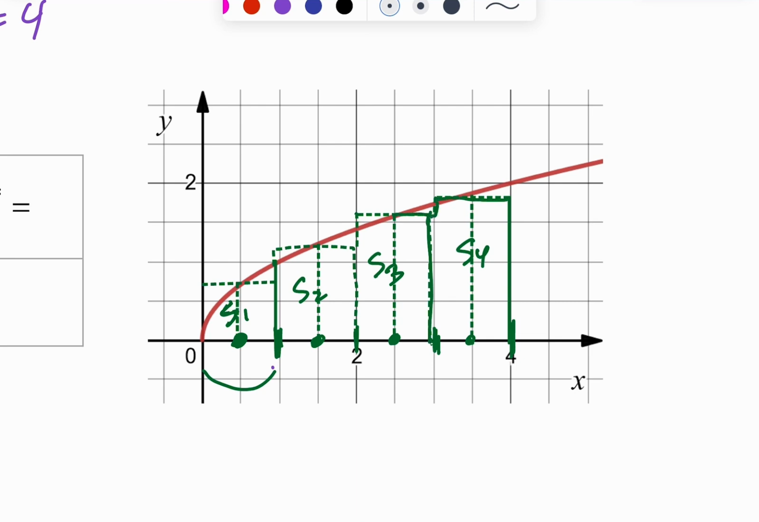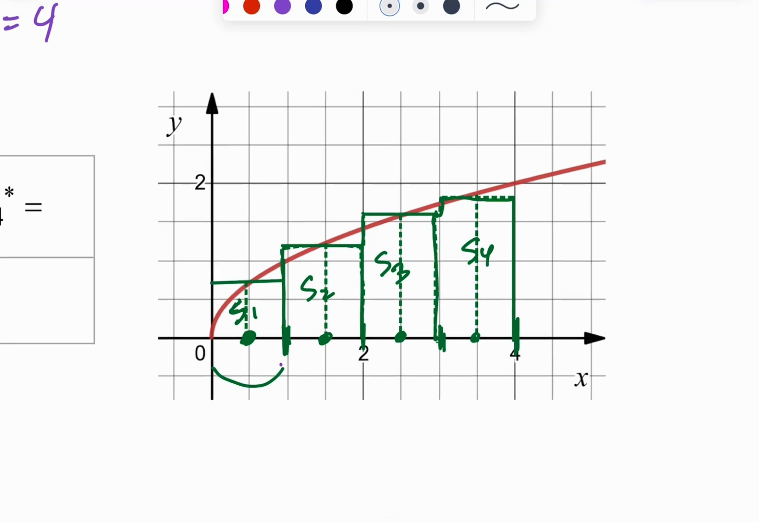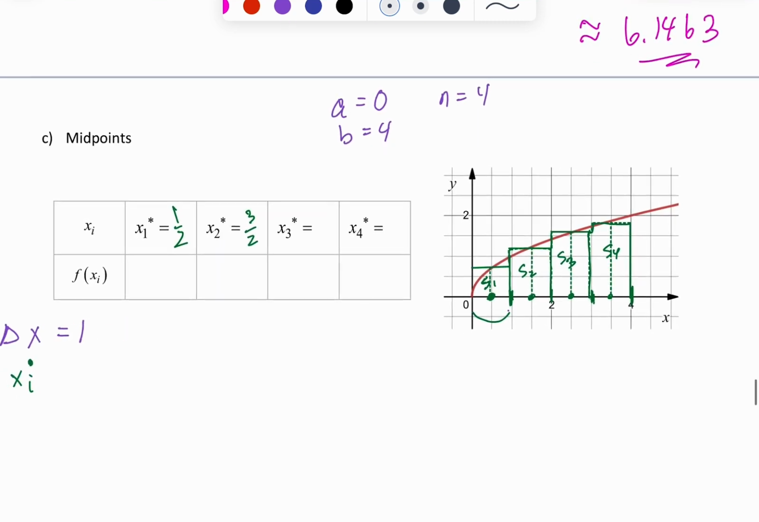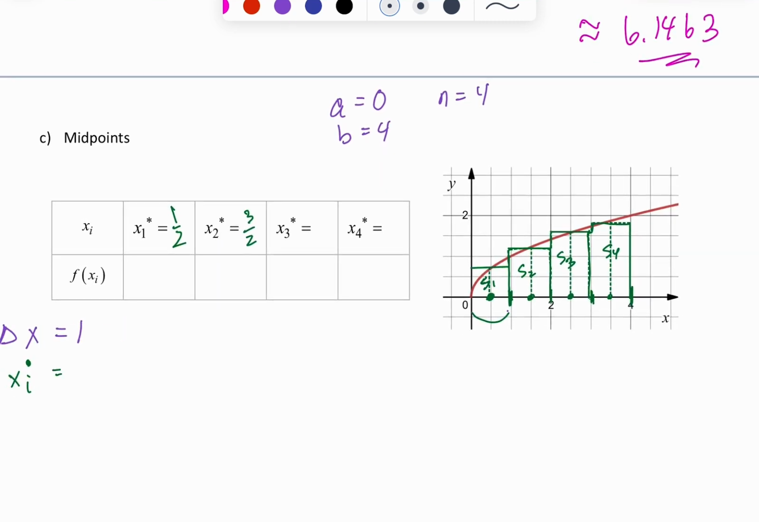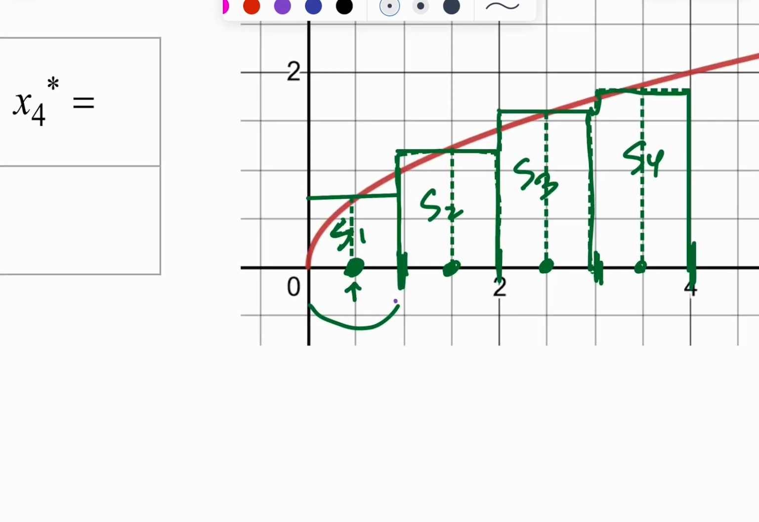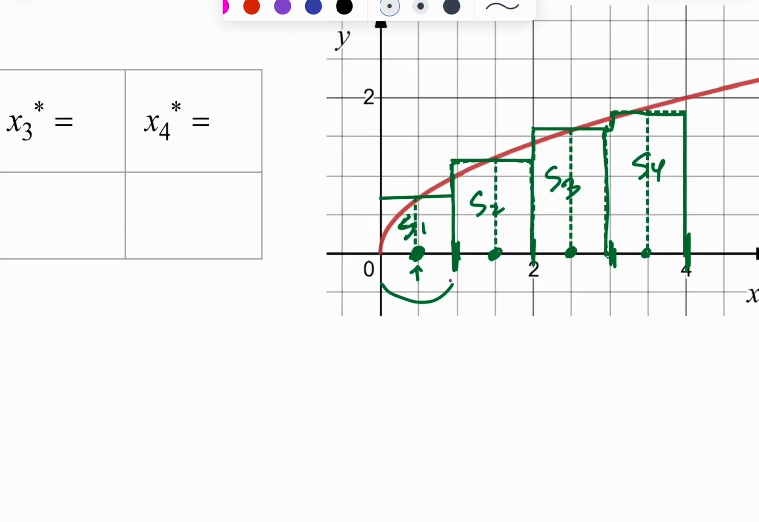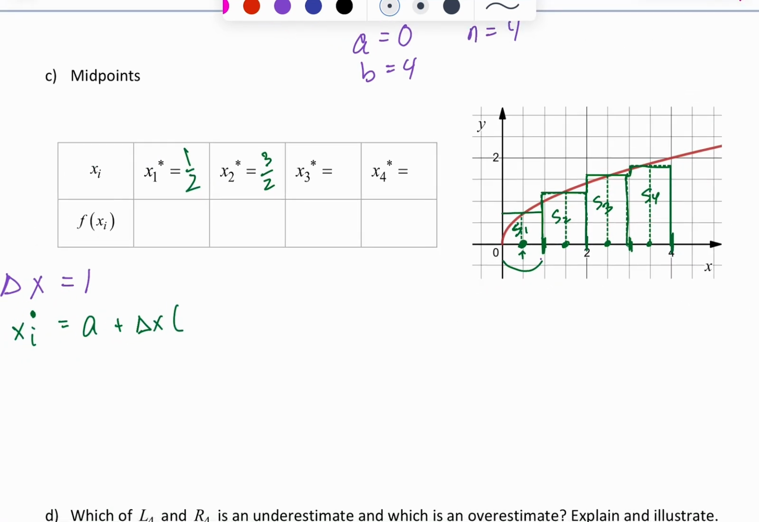So I'll put the outside of the rectangles in a solid color, and the height is determined by that dotted line, the midpoint of each rectangle. So to get xi, generally speaking, it would be a plus the change in x. But if I want to get to my first xi, it should be 1/2. So I take my a and add 1, but then I subtract a half every time. So I take my delta x and multiply it by however many x's I've added minus 1/2.